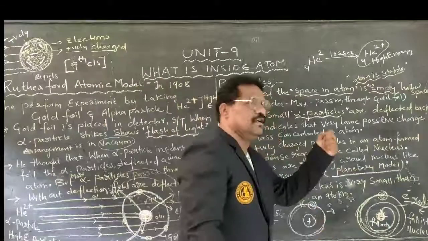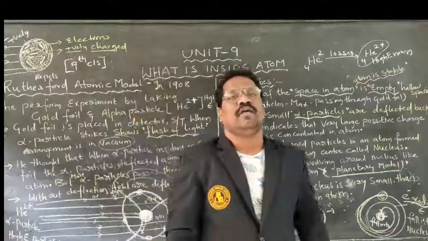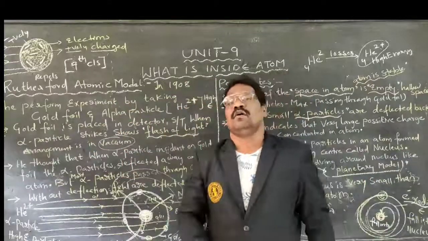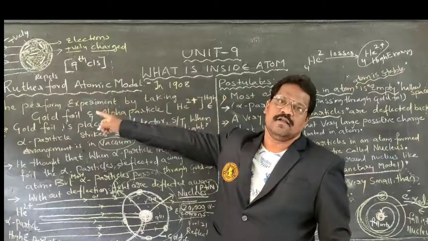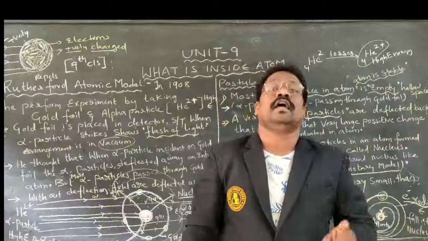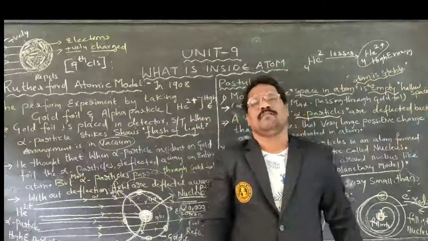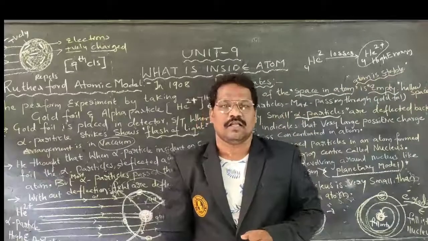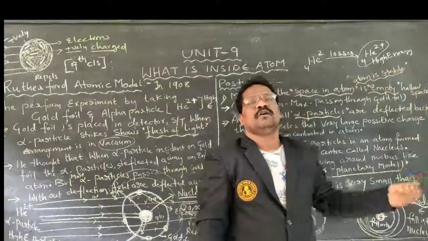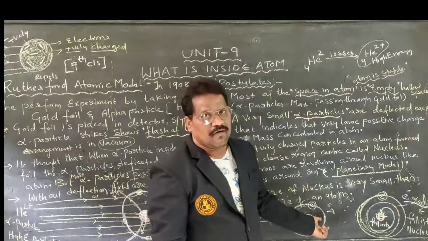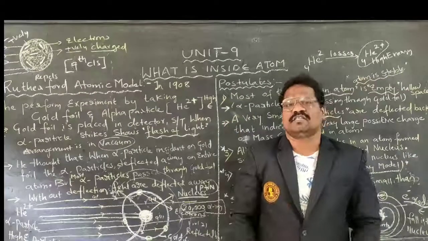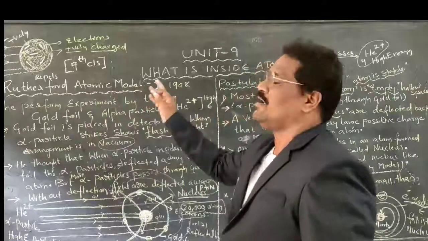Due to this reason, a new atomic model came into existence in the year 1913 by a Danish physicist named Niels Bohr, whereas Rutherford belongs to New Zealand. In the year 1913, he proposed another atomic model, called the Bohr atomic model. That model came into existence to rectify the drawback of the Rutherford atomic model. By this we have completed our concept called the Rutherford atomic model.